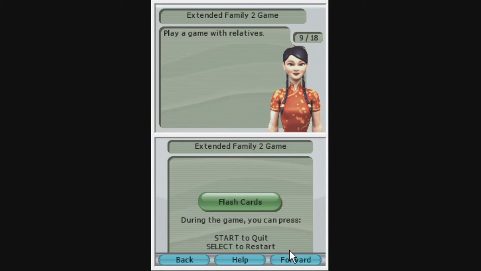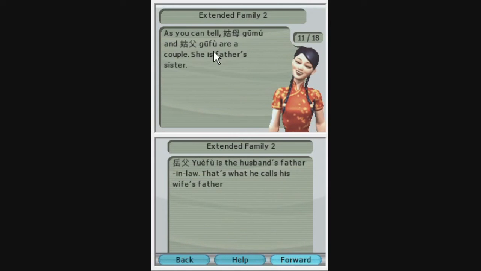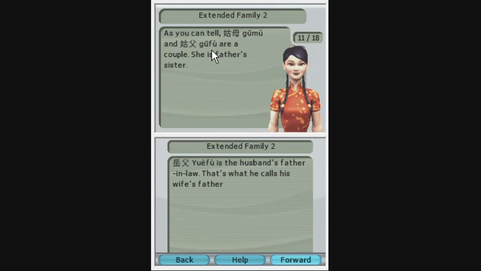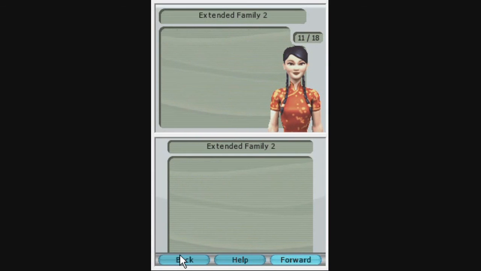Not yet. Now let's get to those titles one by one. Yimu is commonly called Yi, and her husband, Yifu, is your mother's sister's husband. As you can tell, Gumu and Gufu are a couple. She's father's sister. Yuefu is a husband's father-in-law. That's what he calls his wife's father. And what does he call his mother-in-law? Can you guess? That's right. Substitute the word fu for the word mu, and he shall call her, I don't know how to say that, Yuemu. Did you tell me how to say that?